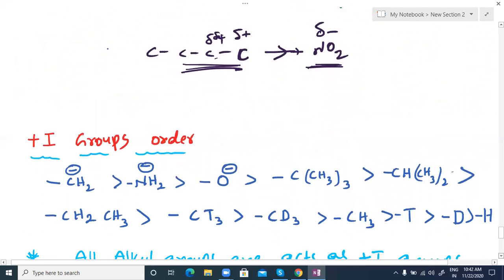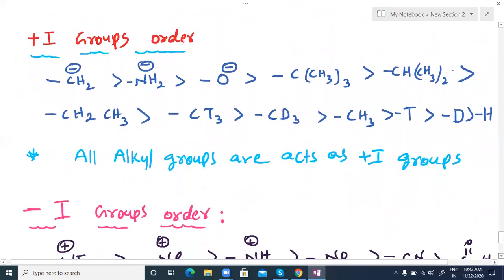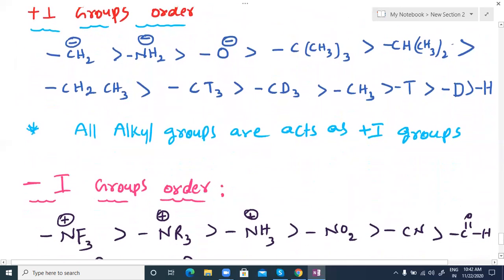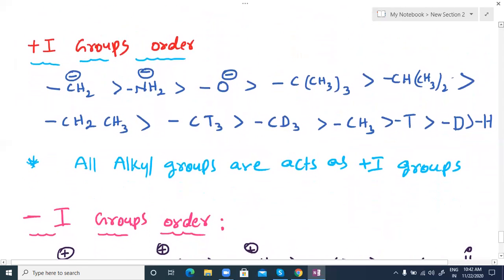So now we have given here the classification of plus I groups and minus I groups. If you remember these orders, you will get many benefits. Next class we are going to discuss applications of inductive effects, when they are more useful. Generally, all alkyl groups act as plus I groups. Remember this point, very easy.